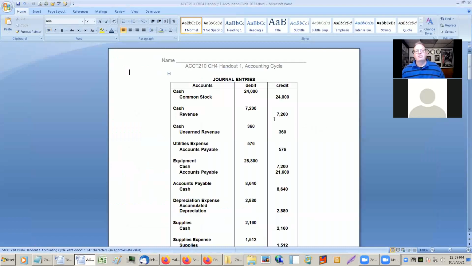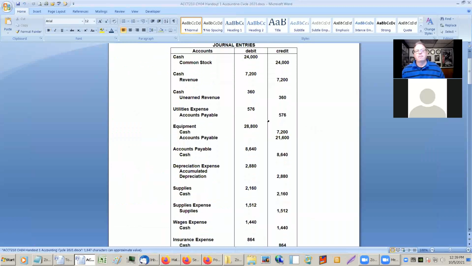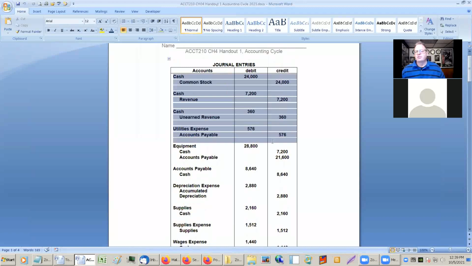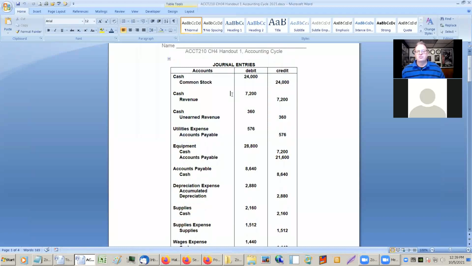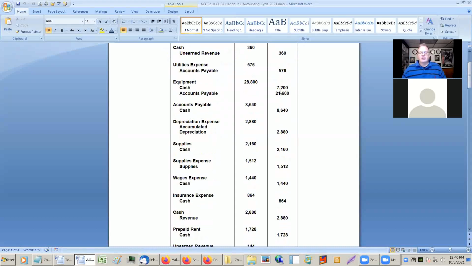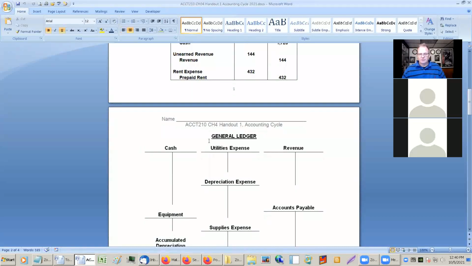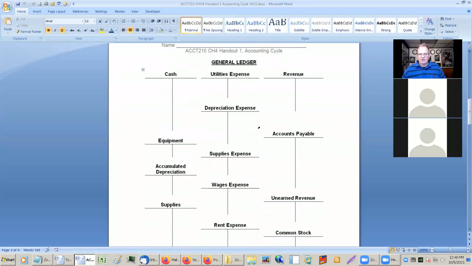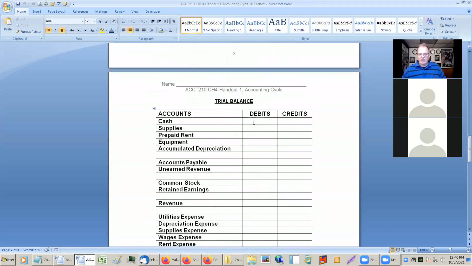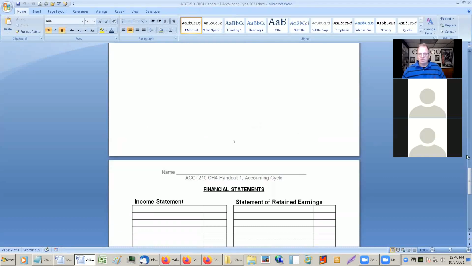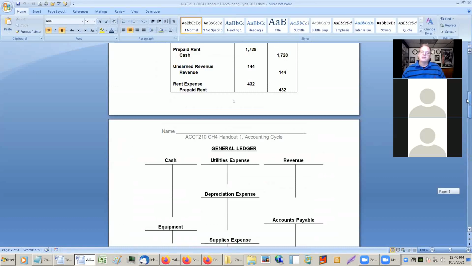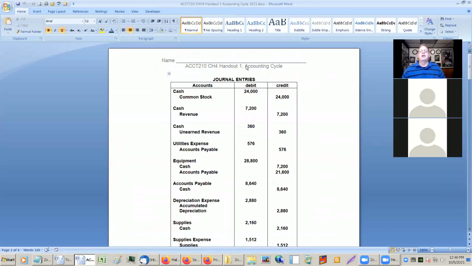Okay, so if you look at the chapter 4 handout, thankfully, all the journal entries are already made. So we're going to use these journal entries. These are made, and assume they're correct. We're going to end up putting them into these other accounts, these other statements here. So the general ledger, and if you look down here, the trial balance, which we'll get to, and then we'll make the financial statements. What number handout is this? This is chapter 4 handout 1.